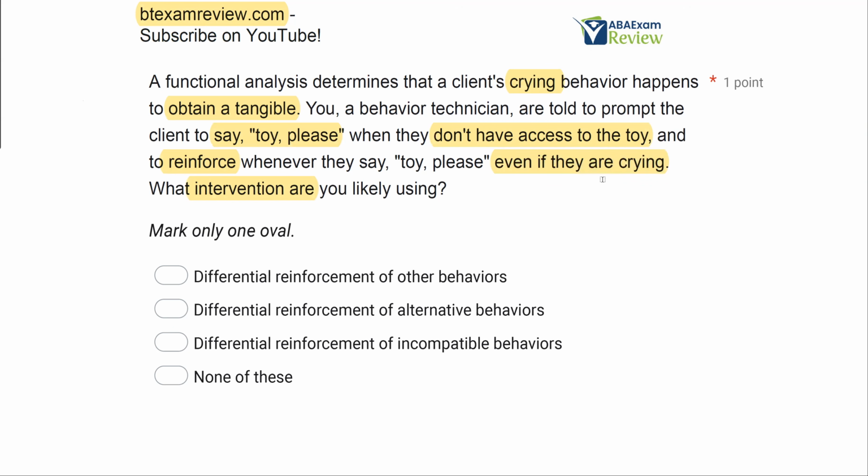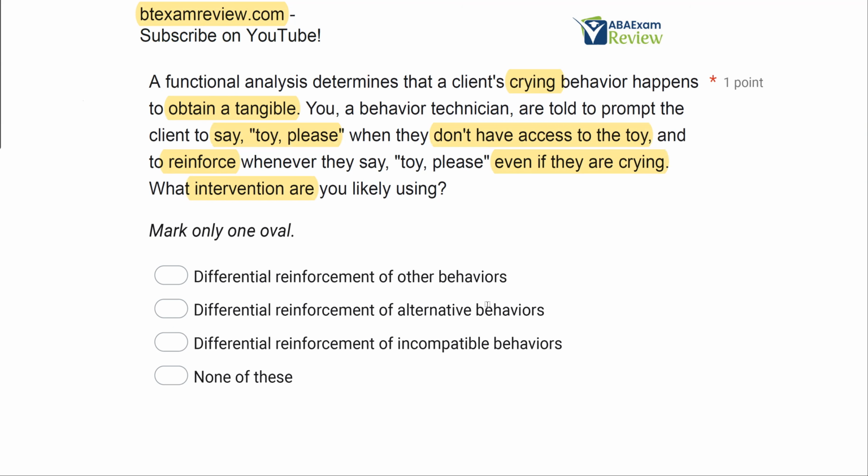Now that's very important. So we're looking at an intervention, specifically differential reinforcement. Differential reinforcement occurs when we reinforce one behavior and put other behaviors on extinction. We're teaching typically new behaviors unless we're using a differential reinforcement of other behaviors. So the first question you ask yourself is, are you teaching a replacement? In this case, we are. We're teaching toy please. So you can immediately eliminate differential reinforcement of other behaviors. DRO does not teach a replacement. If you find yourself in a question that teaches a replacement behavior, you can eliminate DRO.